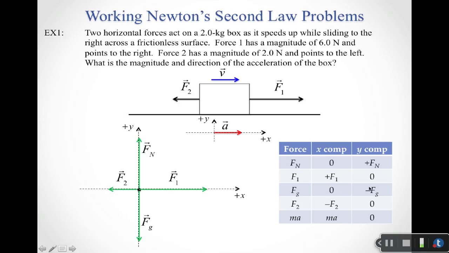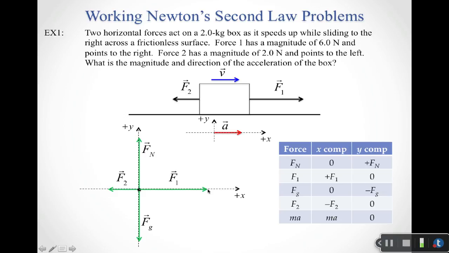The weight, straight down, so its x component is going to be 0. The down means it's going to be negative, and this is just the magnitude of the weight. F2 points to the left, so its y component will be 0, its x component will be negative, and this is all the magnitude. And now what I've got to do is say, okay, what's the x component of the acceleration? Well, it's all of the acceleration.